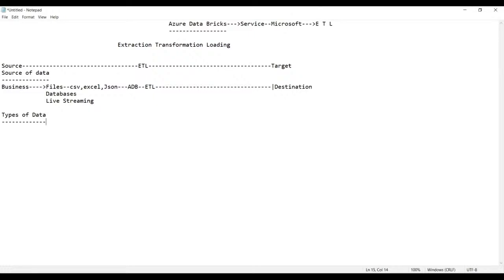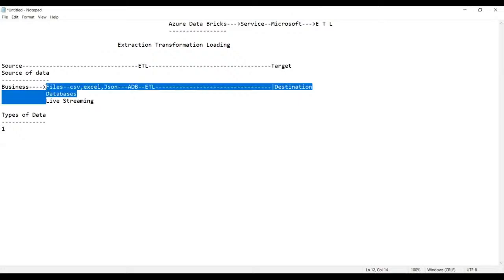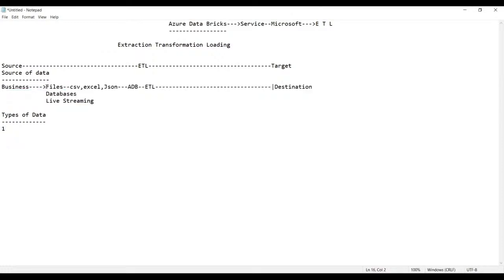Guys, types of data. The following are the types of data we have. We get the data from business: database data, live streaming data, data from files, etc. All this data is basically classified. And this data, we can also refer to as big data. Am I right, everyone? Can we call it big data, guys? Yes, so hence we can call it big data.